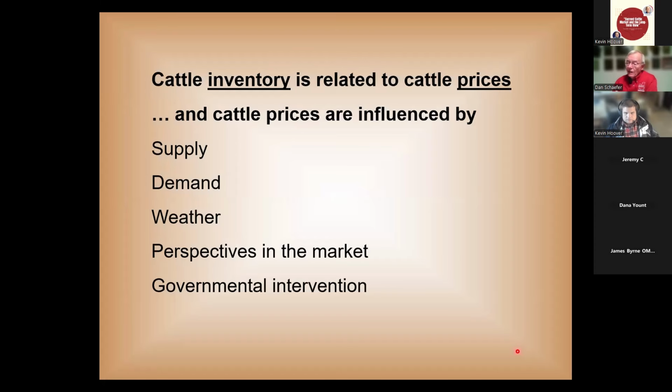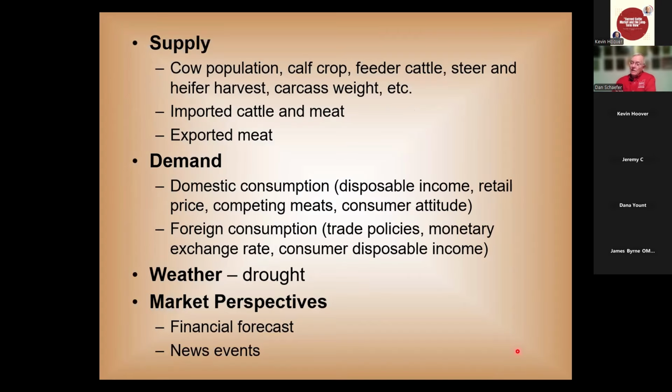Okay. So the cattle inventory is related to cattle prices, and cattle prices are influenced by supply and demand, weather, perspectives in the market, and governmental intervention. With regards to supply, factors that influence supply of cattle are the cow herd size, which influences, of course, calf crop size and feeder cattle available for placement into feedlots, and steers and heifers finished for harvest. Also, carcass weight influences supply, and then there are probably other factors which I've not thought of or listed here.